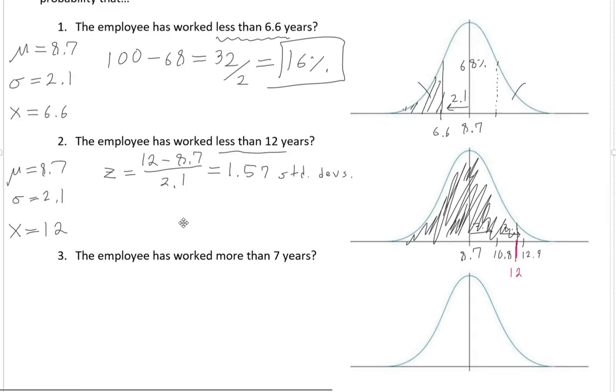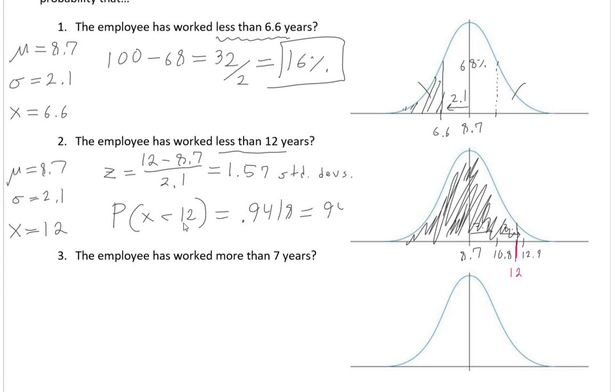So if I go back to the Module 10 notes, I can then say over here that the probability x is less than 12 is 0.9418, or in percentage, 94.18%. And that would be it. That is how we're going to apply the z-score table.